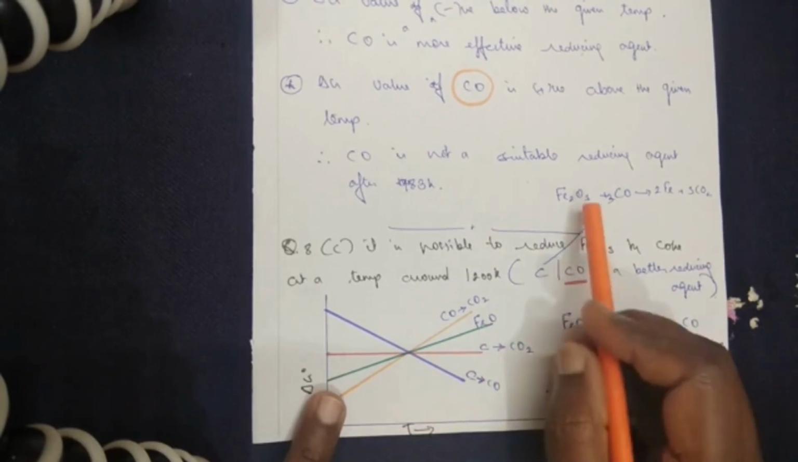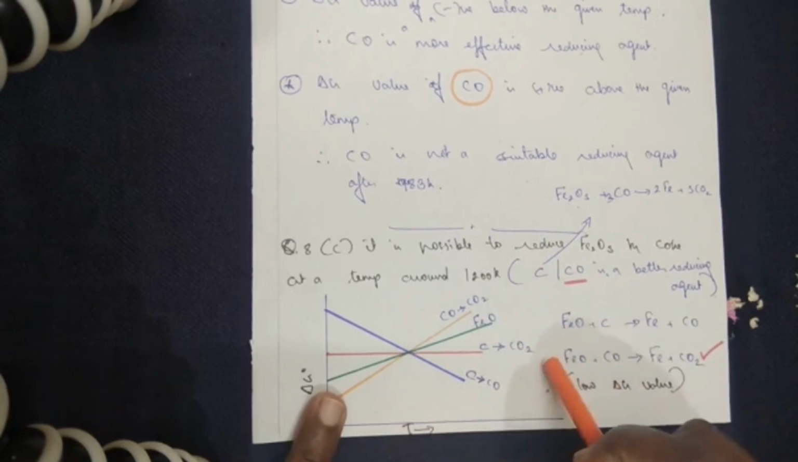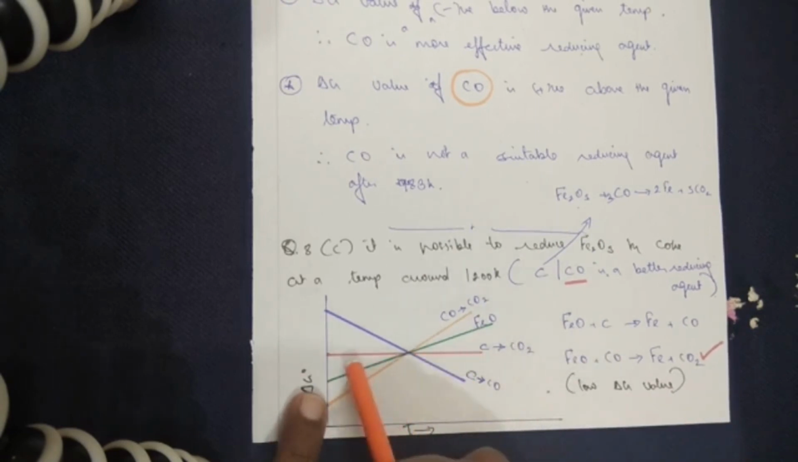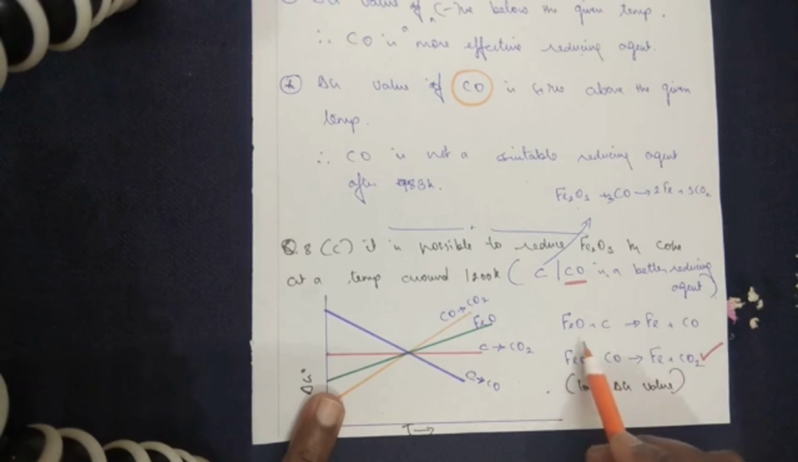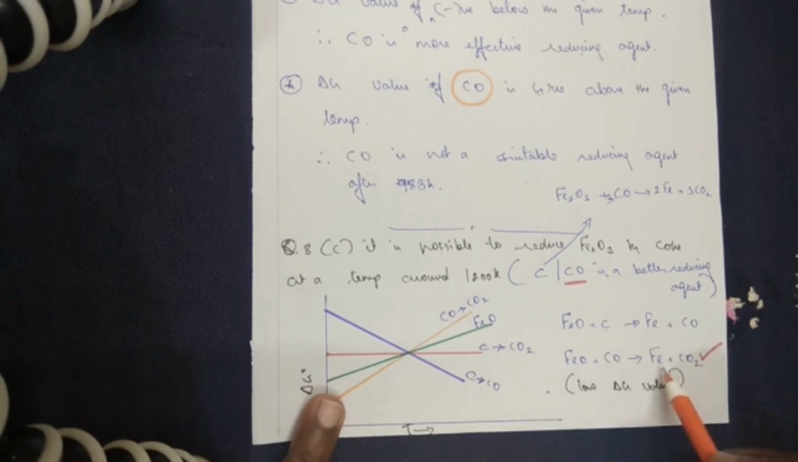Now to convert iron oxide into iron, I'm not balancing the equation, okay, I have simply written it. Carbon monoxide helps me better because it is placed below the iron oxide graph, whereas carbon is placed above. Therefore, carbon cannot be taken as a better reducing agent. So that's what I have written here. FeO can combine with carbon, giving me Fe plus carbon monoxide. FeO can combine with carbon monoxide, giving Fe plus carbon dioxide gas here. Between these two, carbon monoxide is the best one.